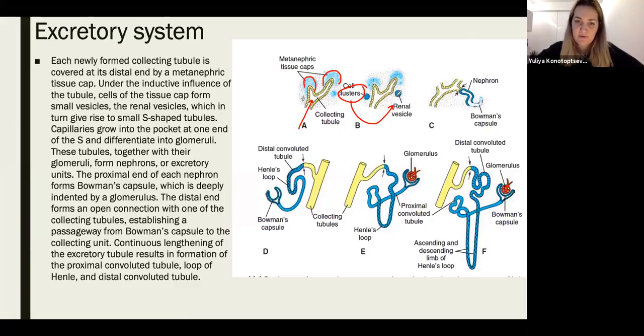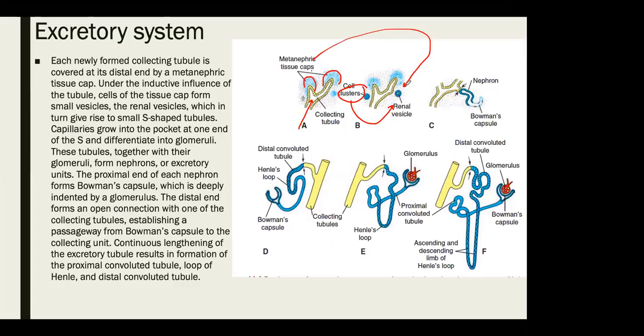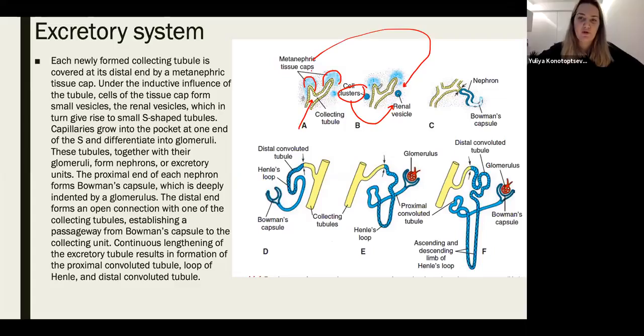Why are they appearing? Because of the condensation of the metanephric tissue. Yeah, so condensation of the metanephric tissue leads to the appearance of the renal vesicle. But why do renal vesicles appear? Due to the appearance of the collecting duct.